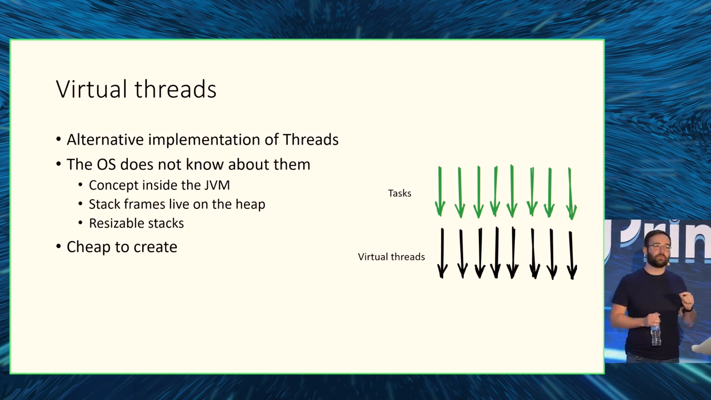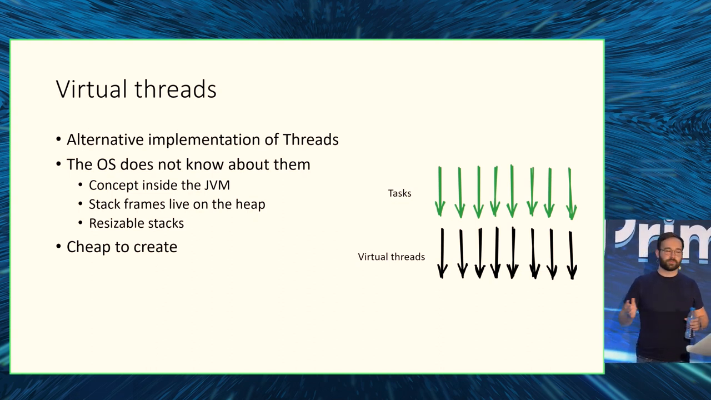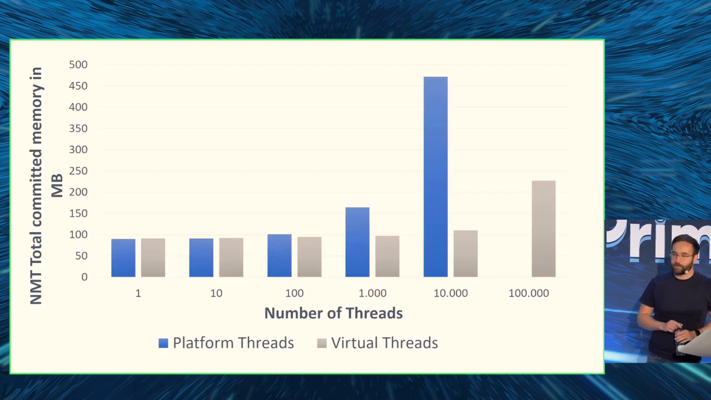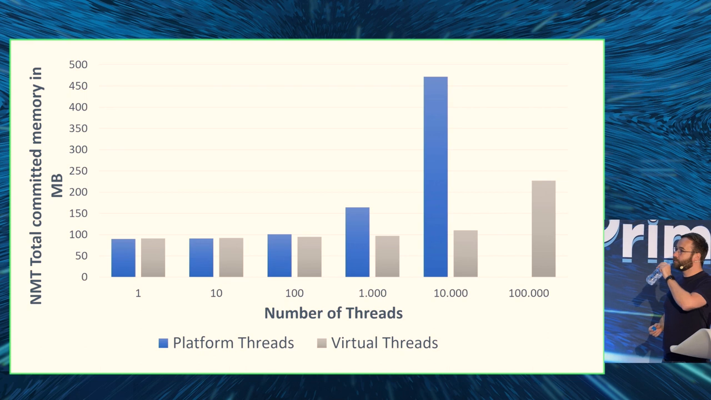So we can just start out with a very small amount of memory and just grow as we would need to for this thread. And combining this, that we don't have to make a call to the operating system, we don't have to allocate a lot of memory. This makes those threads very cheap to create. Well, how cheap, do you ask? So I created this little nice diagram. I think it's nice.